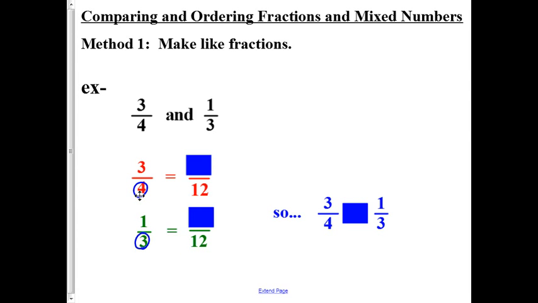If we do that, then remember how we make equivalent fractions. We can look at the 3/4 and say, well, how do I go from 4 to 12? Well, I have to multiply 4 times 3 to get 12, and whatever I do to the bottom, I do to the top. So 3 times 3 is 9. So that means 3/4 is equal to 9/12.